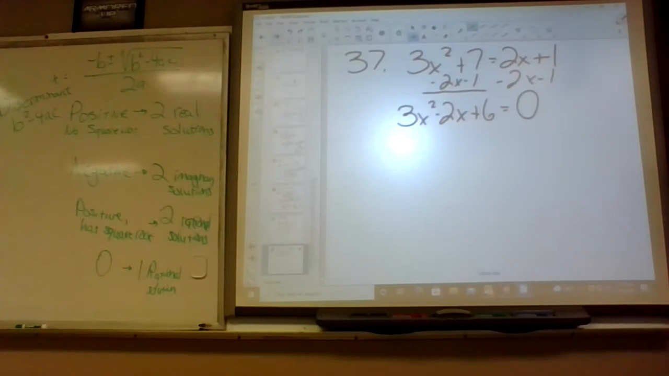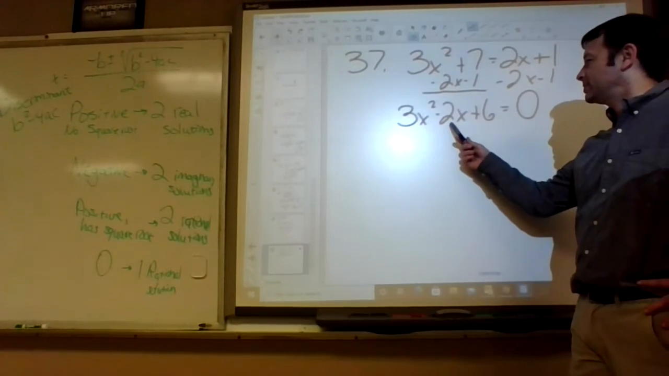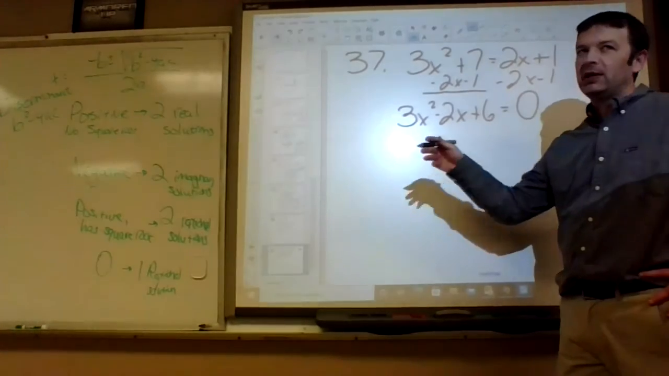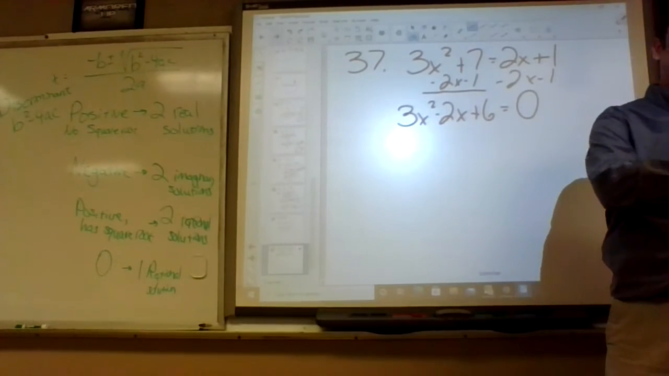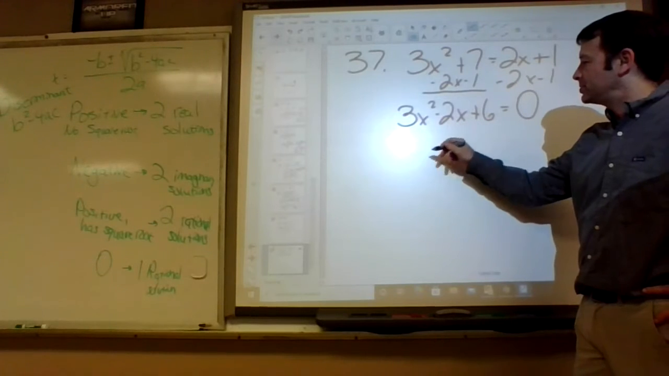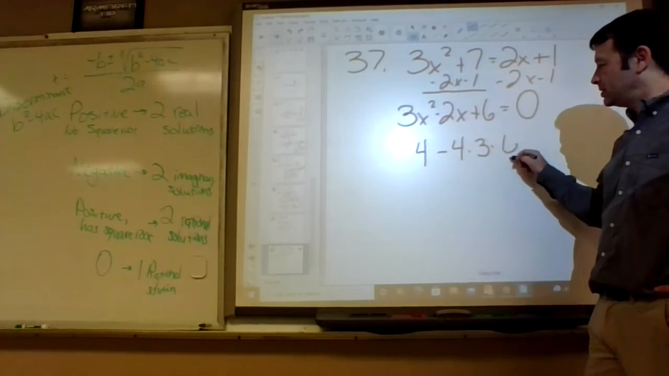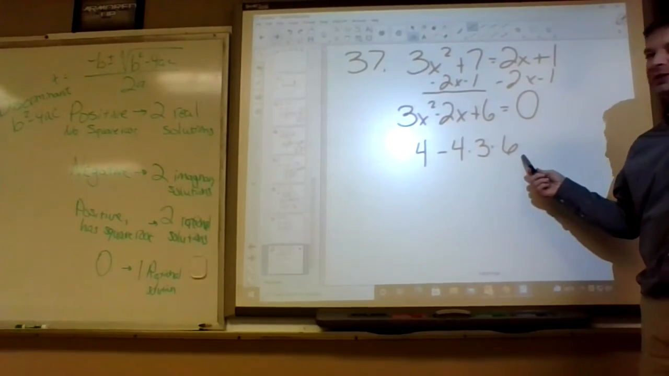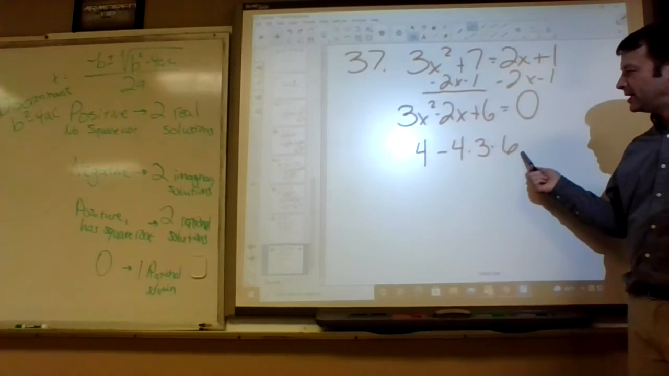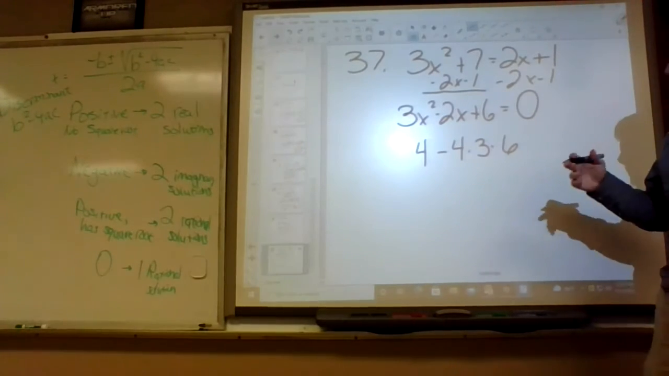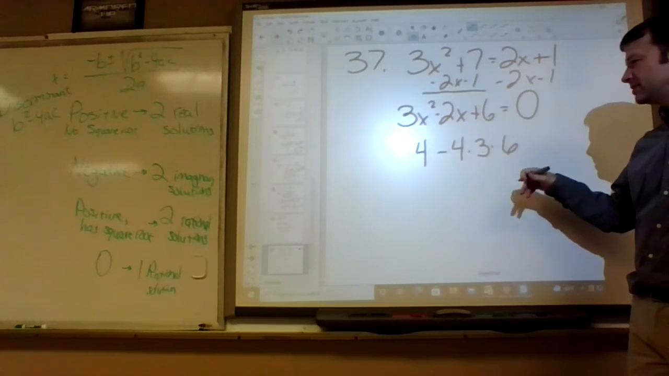Does it factor? Let's see. 3 and 2 makes 6, and 2 is not negative 2. 3 and 6. Well, we could do it the way the book wants us to. If we use the discriminant, which we're going to use anyway for the quadratic formula. So b squared is 4, minus 4ac. Okay, that would be negative something. What is that? 768.